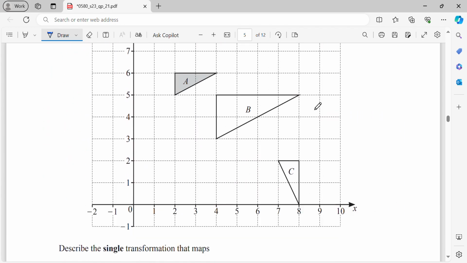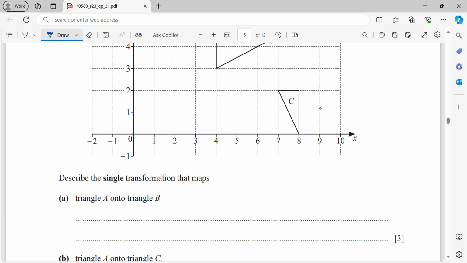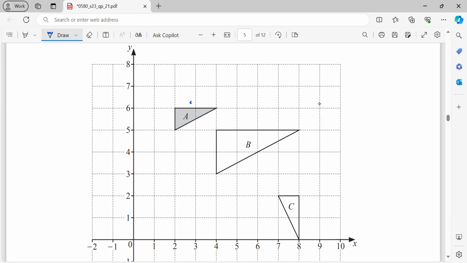For question 11, describe the single transformation that maps triangle A onto B. When you look at A and B, the shape of both triangles is the same. So that means no translation, no rotation. It must be enlargement, because the horizontal distance, or I would say the base of the triangle, is 2, and the new triangle is 4. The same goes for the height. Here is 1 unit, and for B, that is 2.